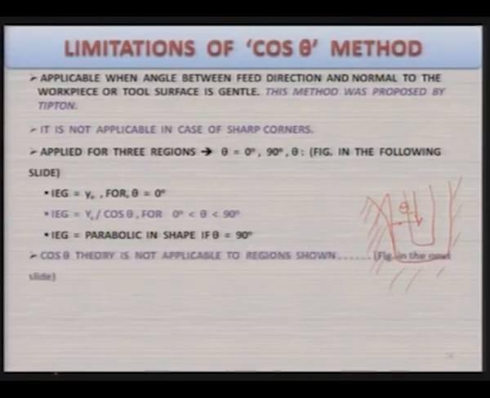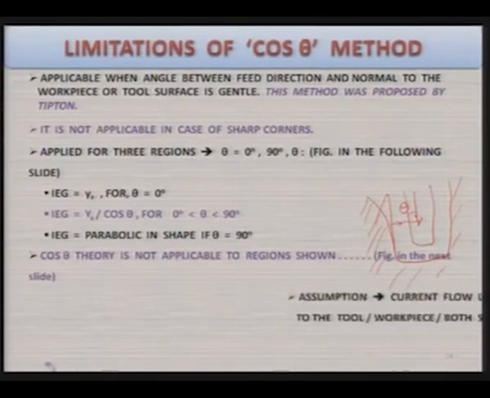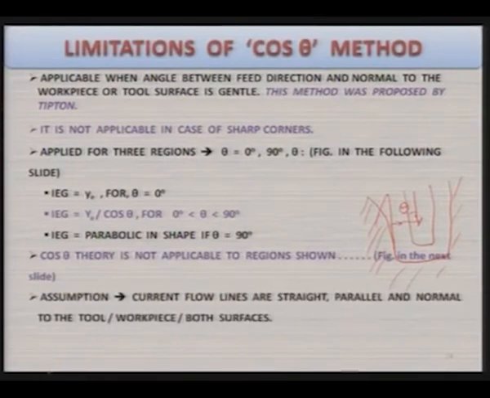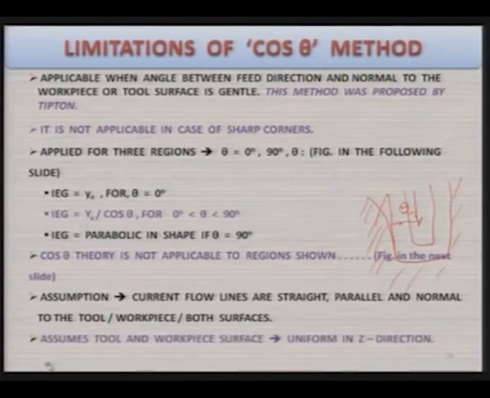And this shape we had discussed while discussing the theory of electrochemical machining also. So, the cos theta theory is not applicable to regions shown by dashed lines. I will show you in the next slide. The assumption here is that current flow lines are straight, parallel and normal to the work, tool or both surfaces. That means Ohm's law is being followed. It assumes tool and workpiece surfaces are uniform in the z direction. That simply means that only 2D problems are solved by this particular method.